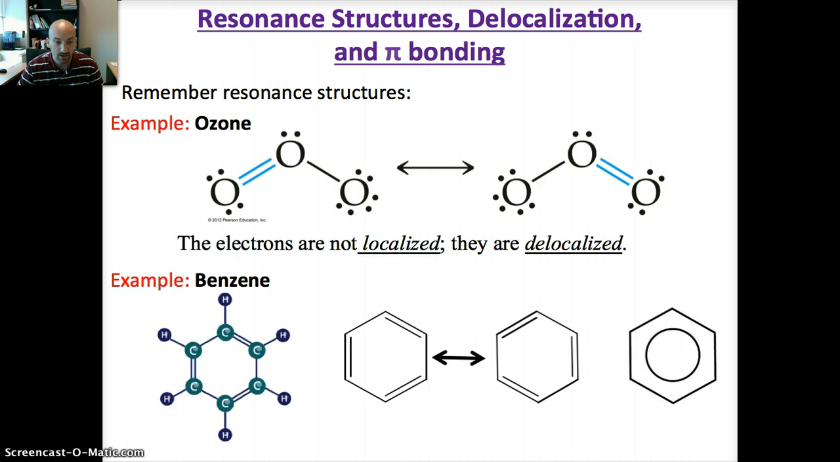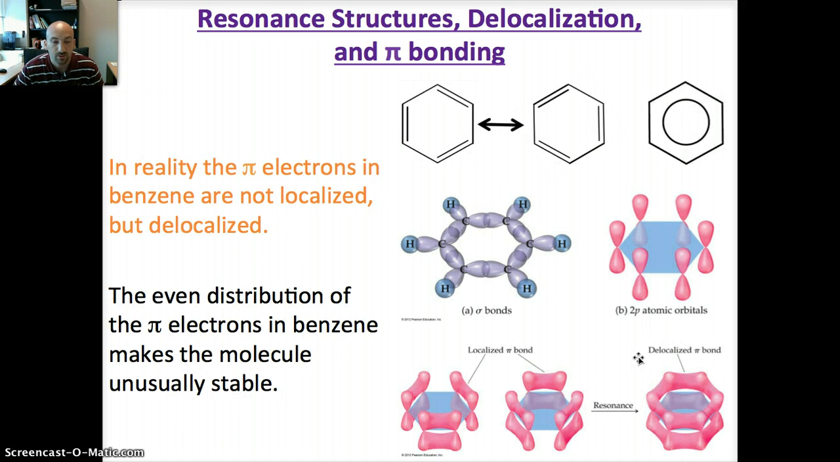So what you would expect is that you would get 3 pi bonds like this. But it could also be shown with those pi bonds rotating just one position. So what really happens is we get delocalization of the electrons as they are spread out. In reality, the pi electrons in benzene are not localized. They're going to be delocalized and shared throughout. And so you get even distribution of the pi electrons in benzene, which makes it pretty stable.